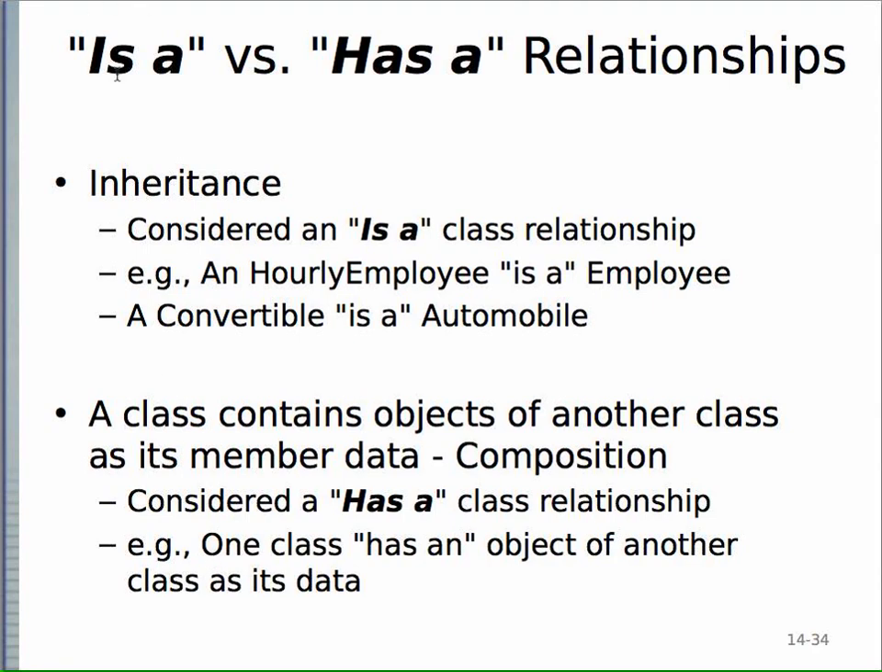Okay, so remember from Java, you have is-a relationship versus has-a. Is-a is the same as inheritance. Has-a, in Java, we called it composition. I don't think the book uses that term, but that's the term that we used when we learned Java.